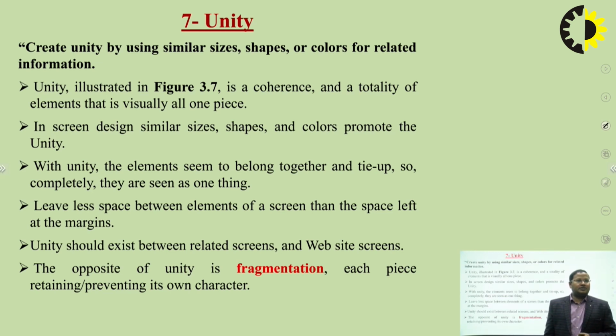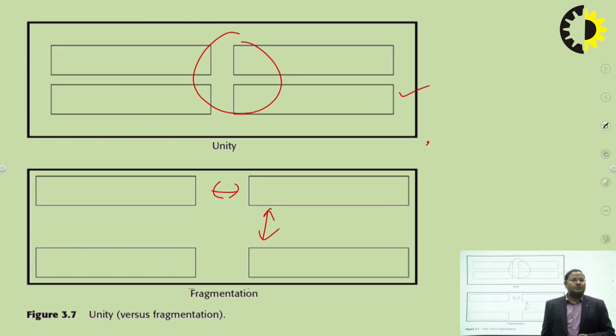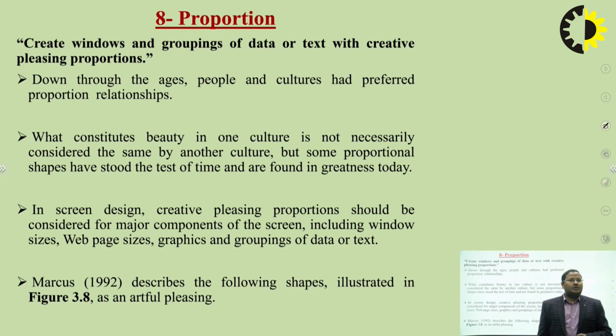Leave less space between elements of a screen than the space left at the margin to provide unity. Unity should exist between the related screens and website screens. The opposite of unity is fragmentation, each piece presenting its own character. I already explained this diagram, unity versus fragmentation. The next guideline, the next property is proportion.